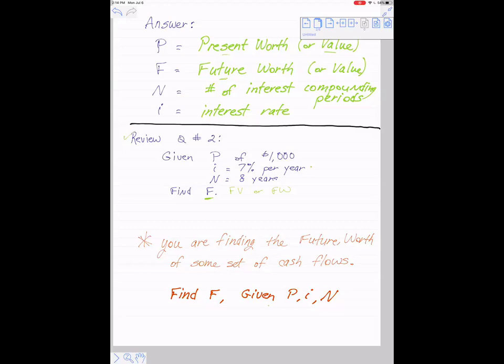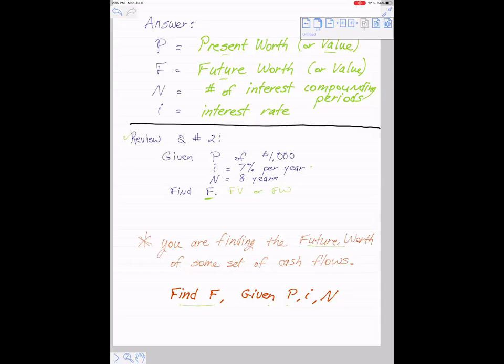You might use a formula that we've learned in the previous video to find the future worth of some set of cash flows, here a single sum. So you're working with find F given P, I, and N. Take a minute to solve. Go ahead and pause the video if you need just a minute more to finish that calculation.